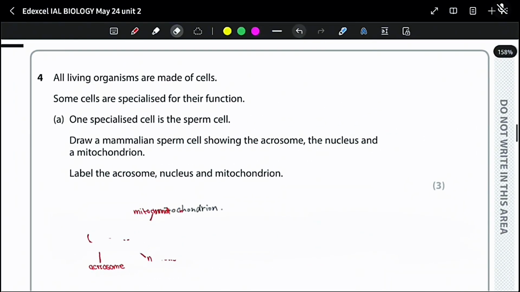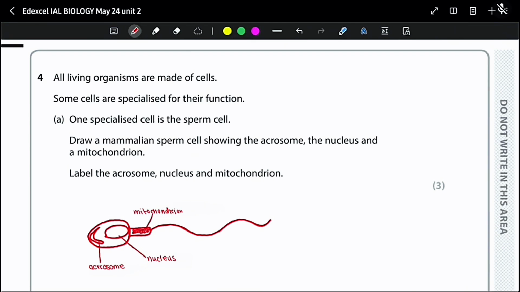All living organisms are made of cells. Some cells are specialized for a function. A. One specialized cell is a sperm cell. Draw a mammalian sperm cell showing the acrosome, the nucleus, and a mitochondrion. Label the acrosome, nucleus, and mitochondrion.